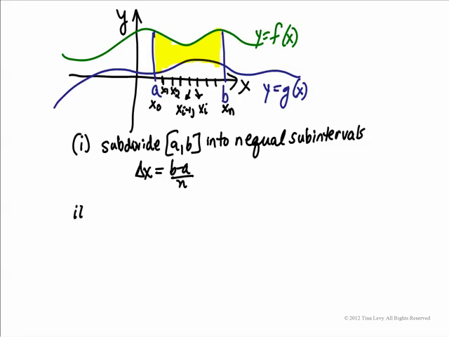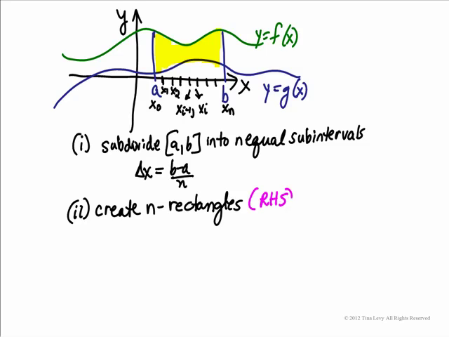Our next step is we are now going to create n rectangles in this shaded region. I'm going to do the right-hand sum. The reason for that, of course, is because between x sub i minus 1 and x sub i, the right-hand endpoint is x sub i. So that x sub i term determines the upper and the lower part of the rectangle. And then we go up here and we work across. So there's one rectangle, and we do this for all n rectangles.